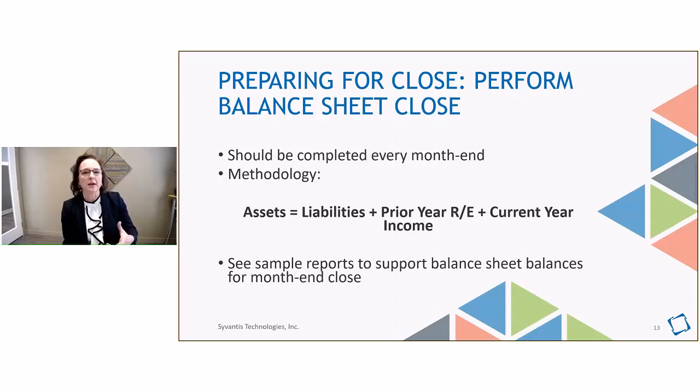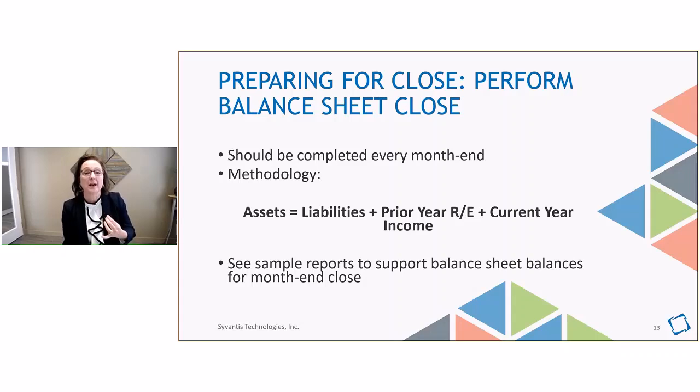But in theory, if you can think about it, the concept behind the balance sheet close is this. My assets, as we all know, equal liabilities plus prior year retained earnings plus current year income. If I can go through every line on my balance sheet, every asset, and identify and clearly document what the correct balance in each of those accounts is, and I can do the same thing on liabilities, and I know what my prior year retained earnings was because most likely it's audited or reviewed, the only number in this equation that I don't know is current year income.